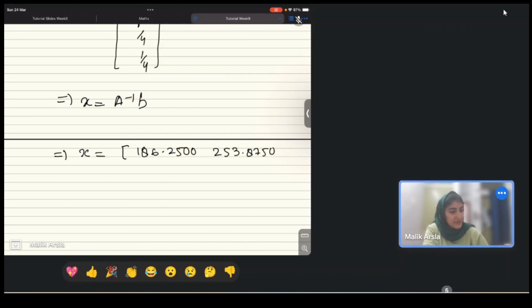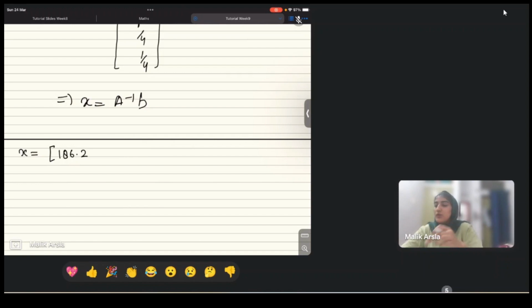Let me write. So x is coming out to be 186 minus 33.8125. Actually, this answer is the second iteration answer. And my submission also, sorry. Yes, I'm doing it.